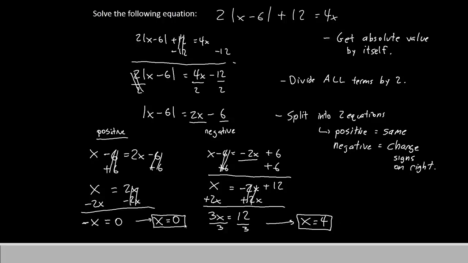Now, just like the square root problems, you could end up with fake answers in here. So what we'll need to do is try both 0 and 4 back into the original equation and see if they work.